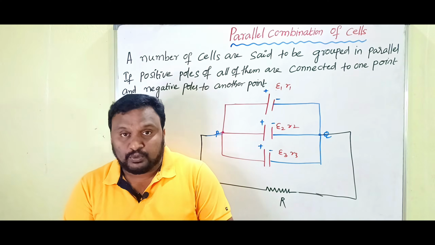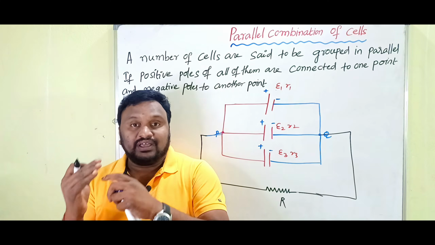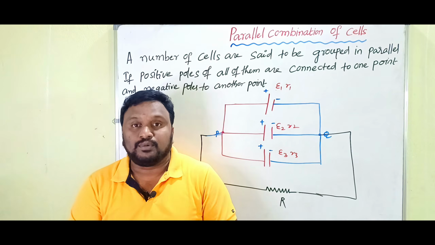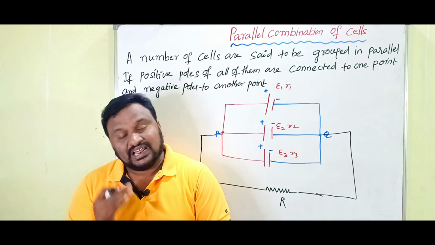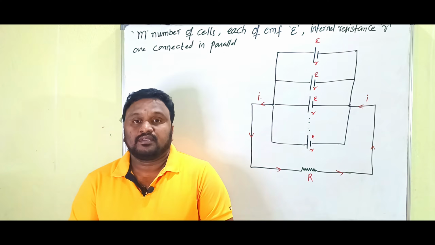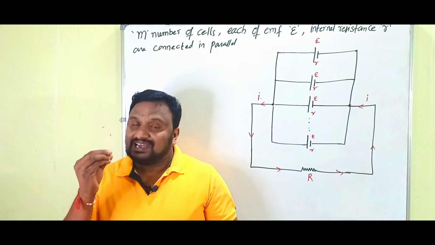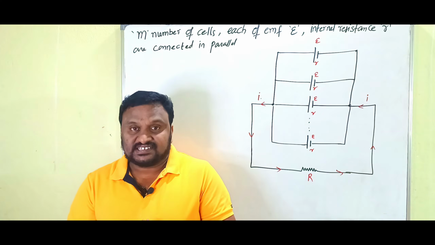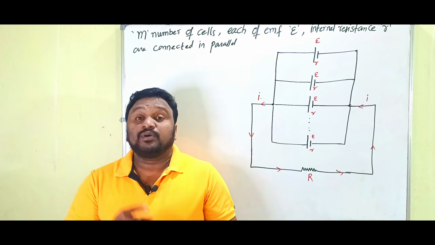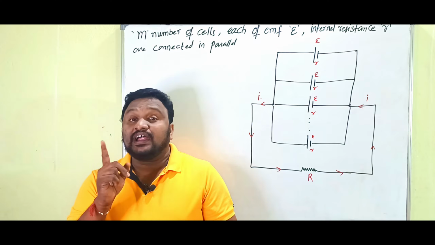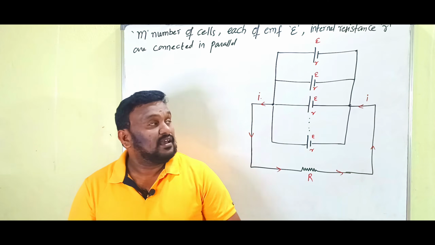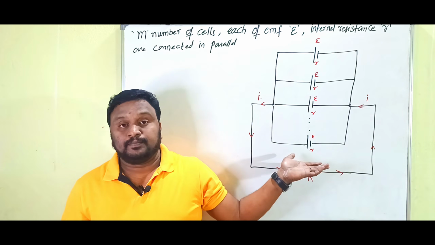So this is simply about parallel combination of cells. Now we have to prove it. What do we have to prove? When external resistance is less, then only parallel combination is preferable. What's the reason for that? Let's discuss. Dear students, let us assume that m number of cells, each of EMF epsilon and internal resistance r, are connected in parallel as shown in the figure.